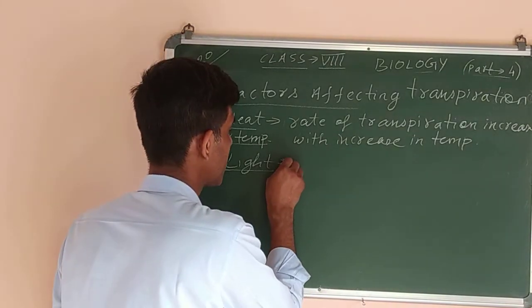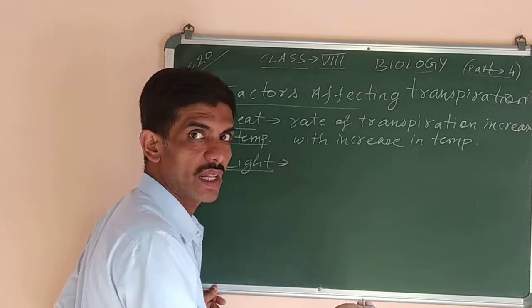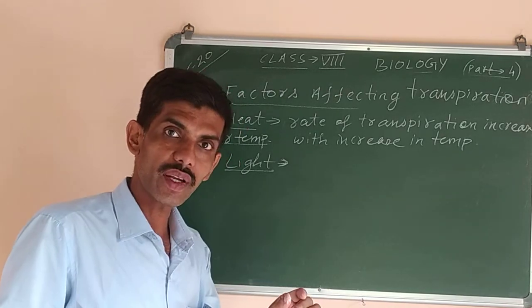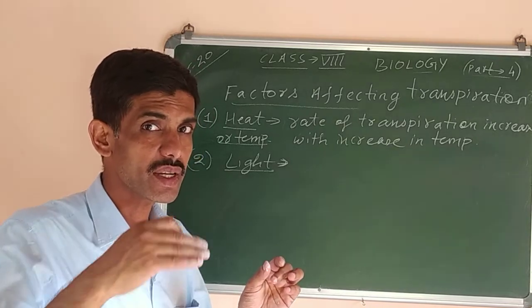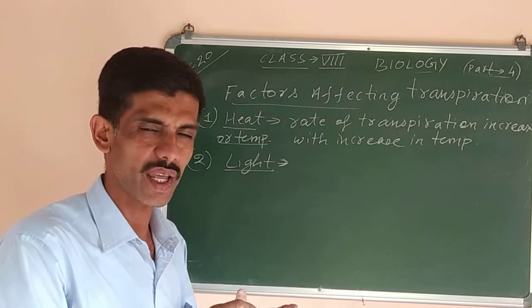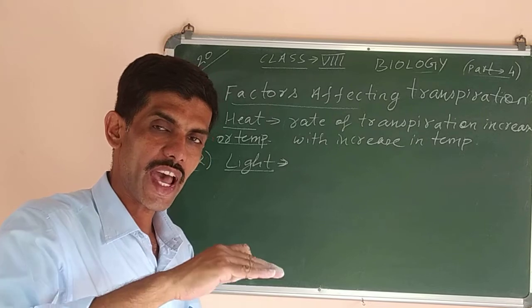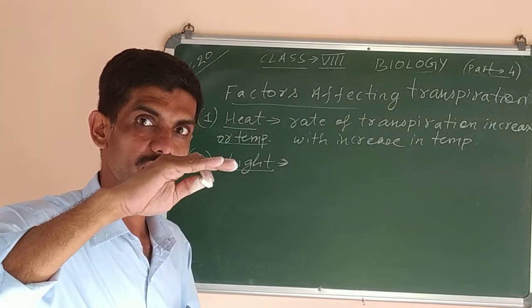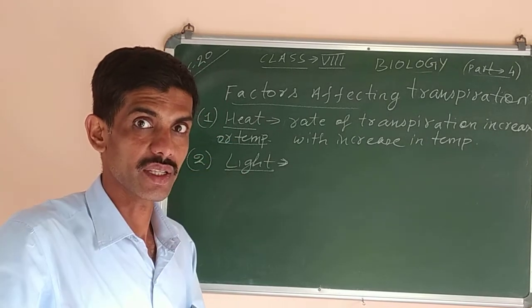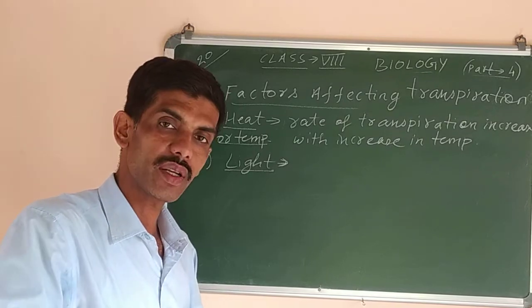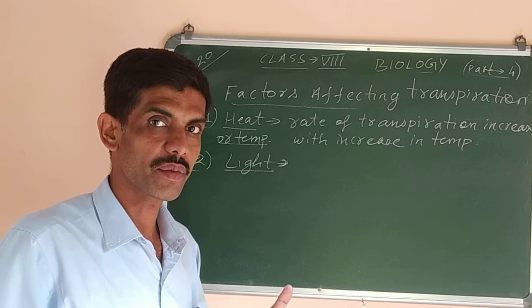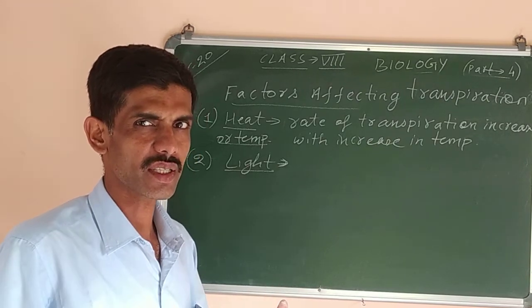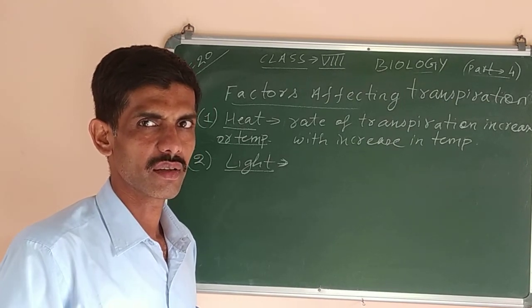So you can write increase in light. Like in the morning time, the rate of transpiration is less, because the intensity of sunlight is very less. But gradually, as we move from morning to the afternoon, in the summer season as it is nowadays, the sunlight will increase, so more will be the rate of transpiration. But excess sunlight can kill the stomatal cells.